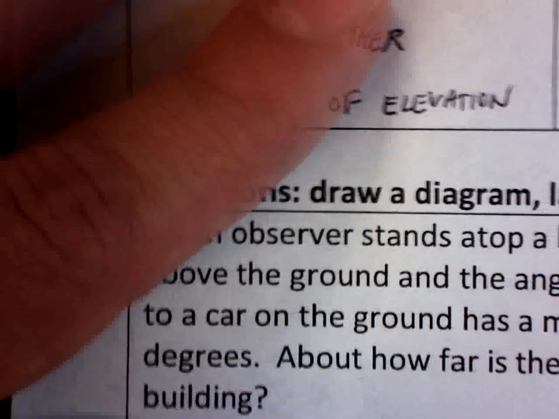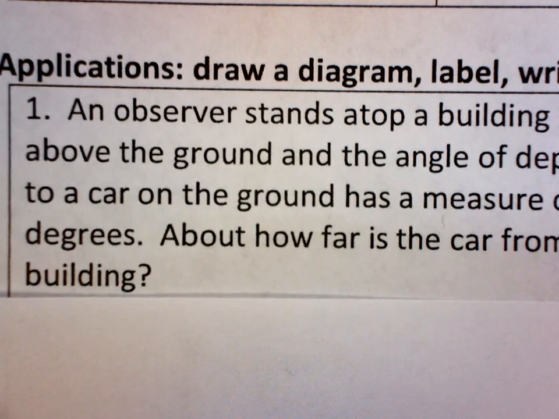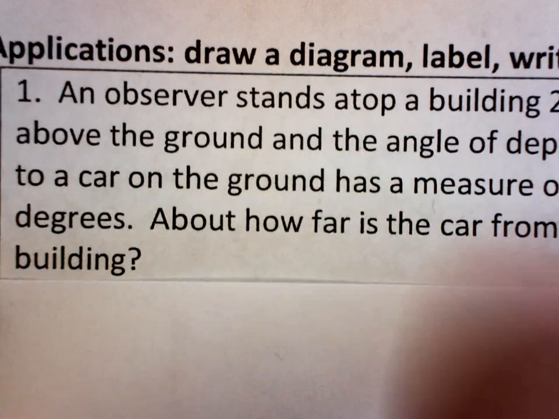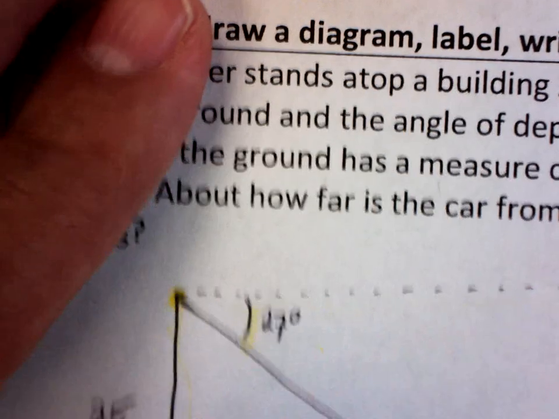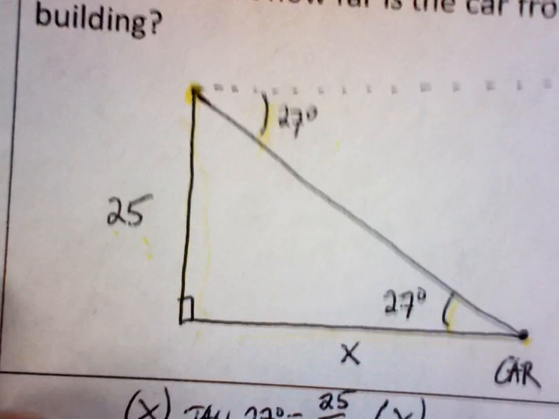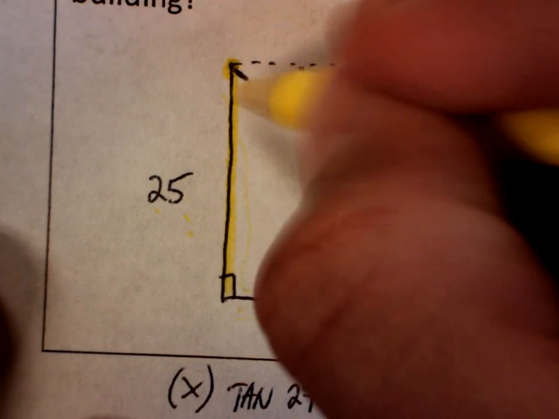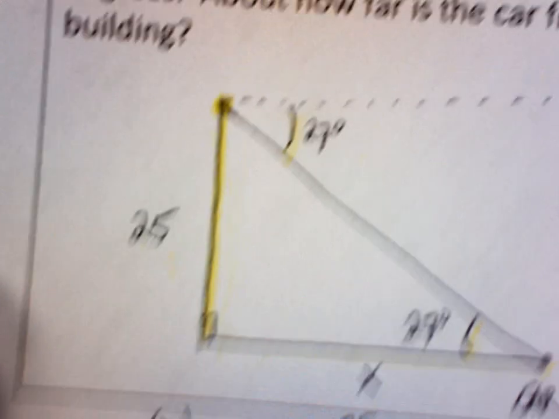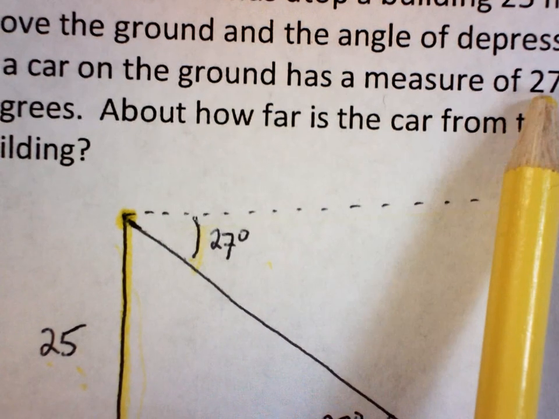I got a few word problems. And again, like I always tell you guys, drawing the picture is half the battle. If you can get your picture drawn, you can usually get the problem. So I've got an observer standing atop a building that is 25 meters above the ground. So I drew my building. Here's my building right here, 25 meters above the ground. Here's my man standing at the top of the building. It then tells me I have an angle of depression of 27 degrees.